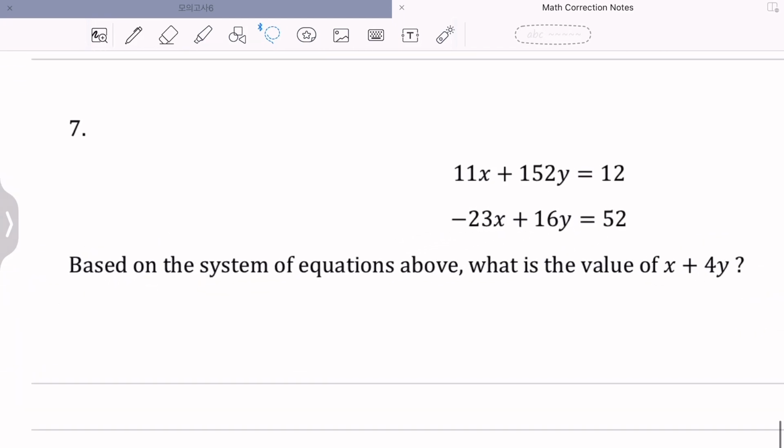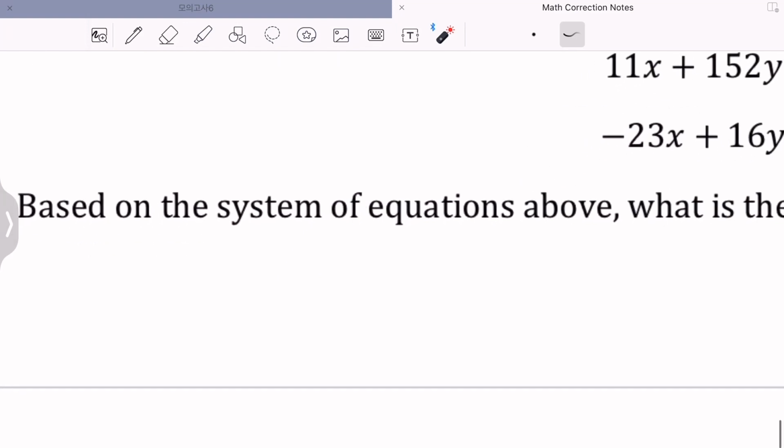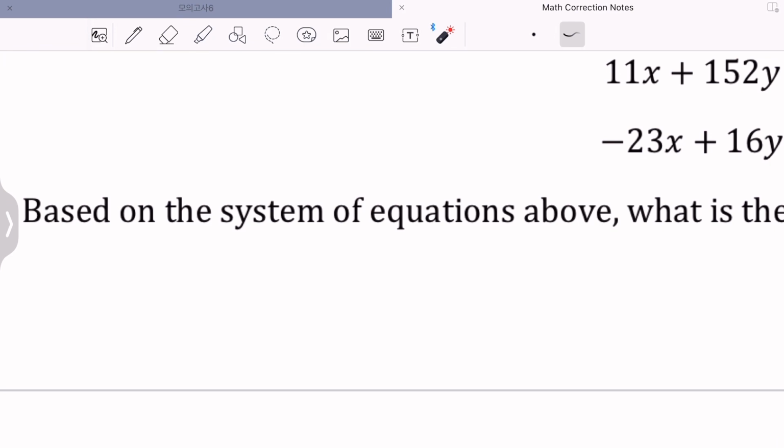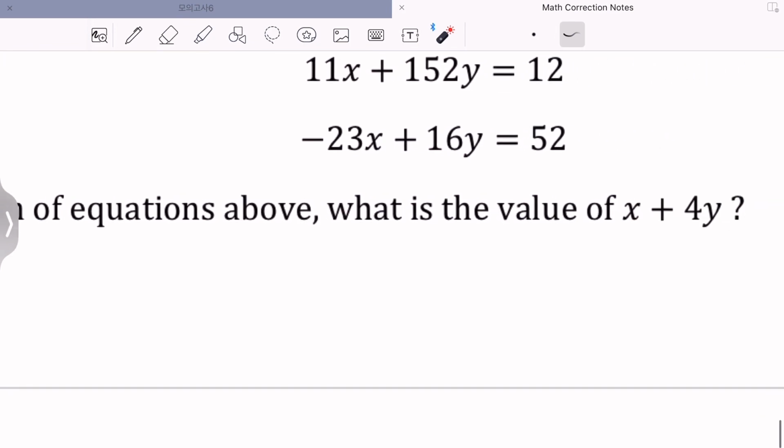Okay, question 7. 11x plus 152y is 12. Negative 23x plus 16y is 52. It's asking us, based on the system of the equation above, what is the value of x plus 4y?